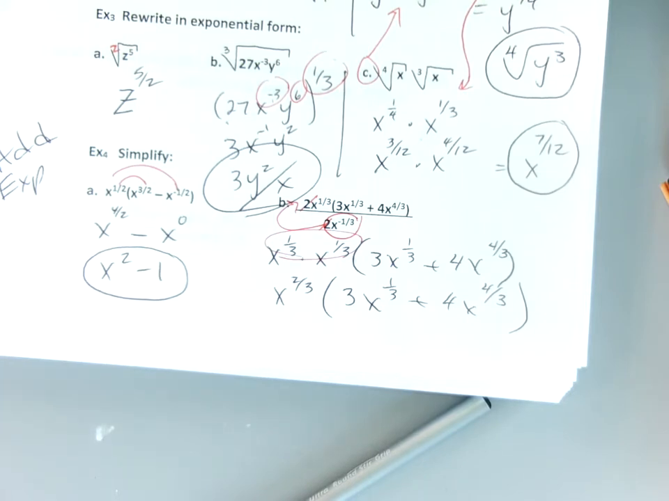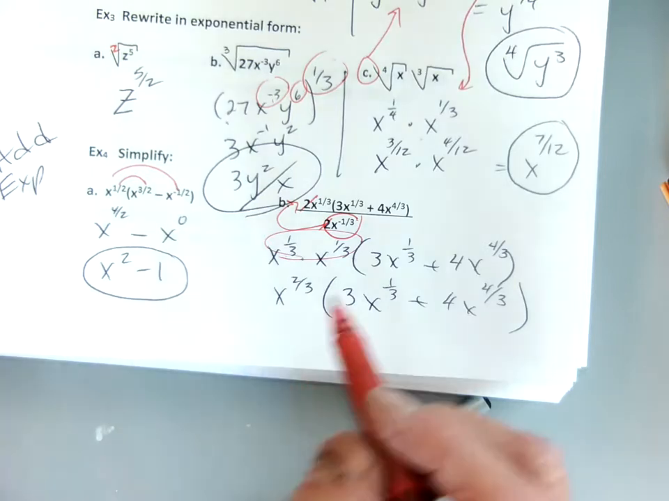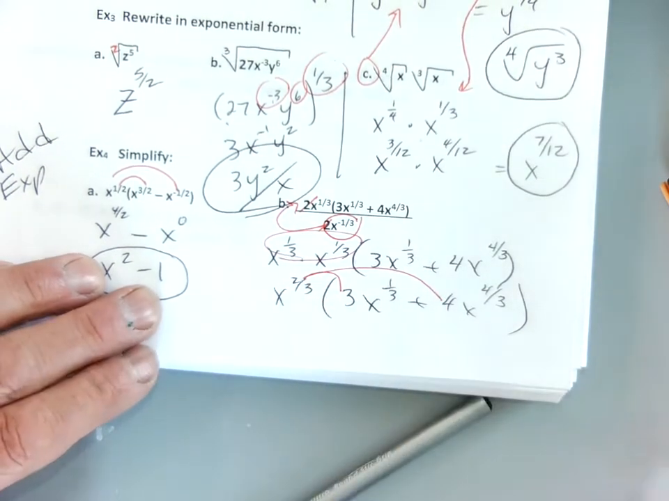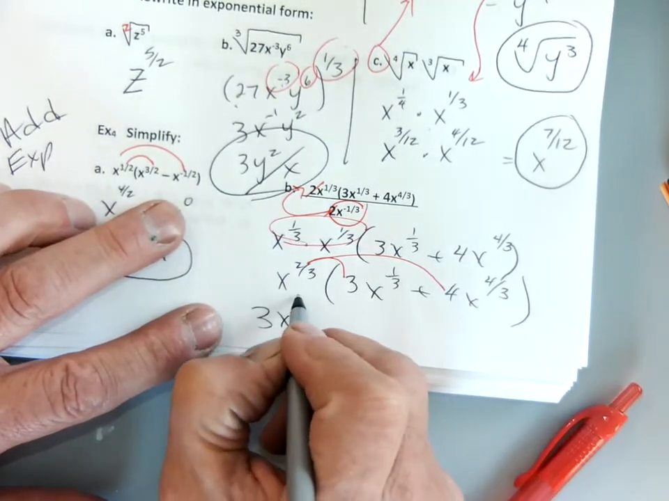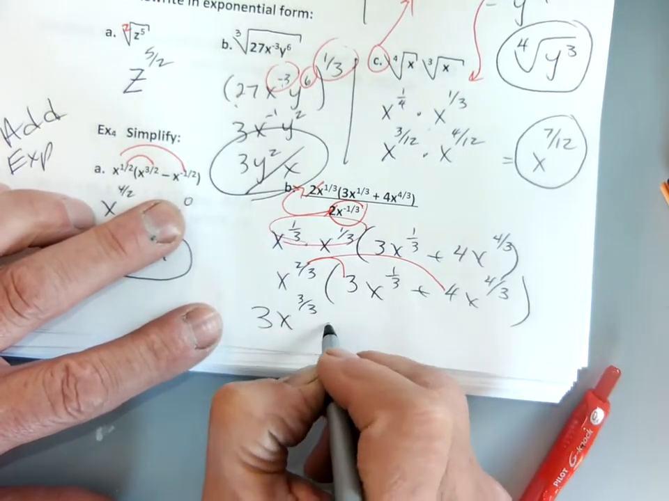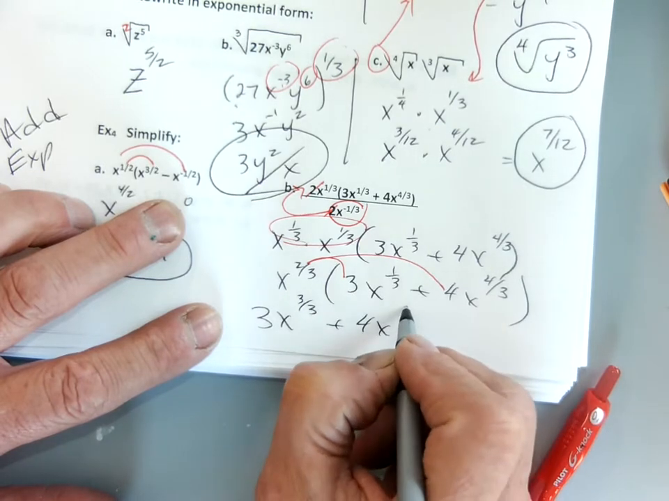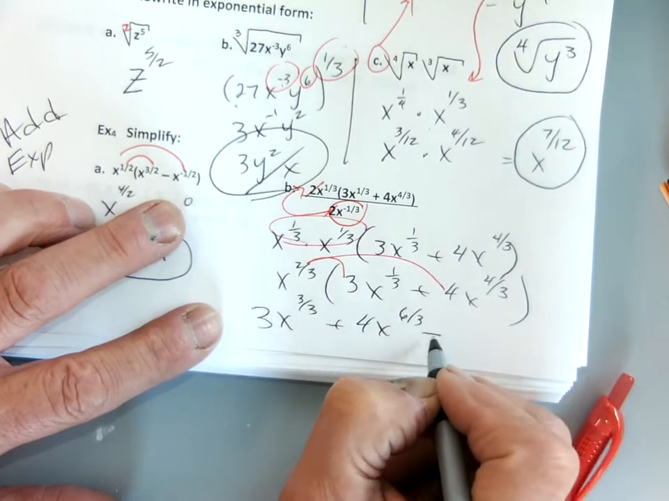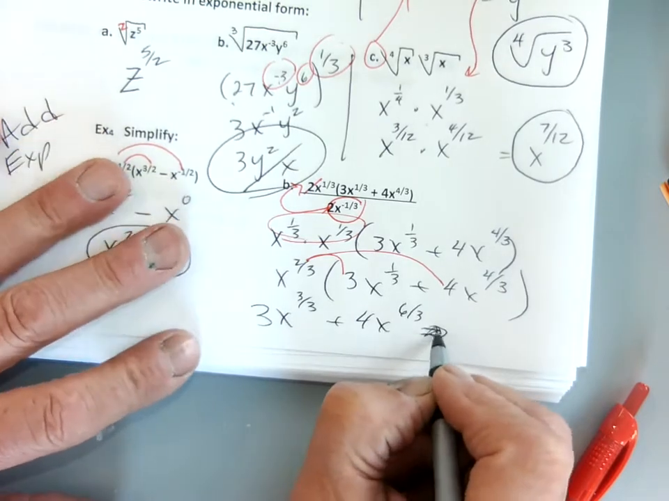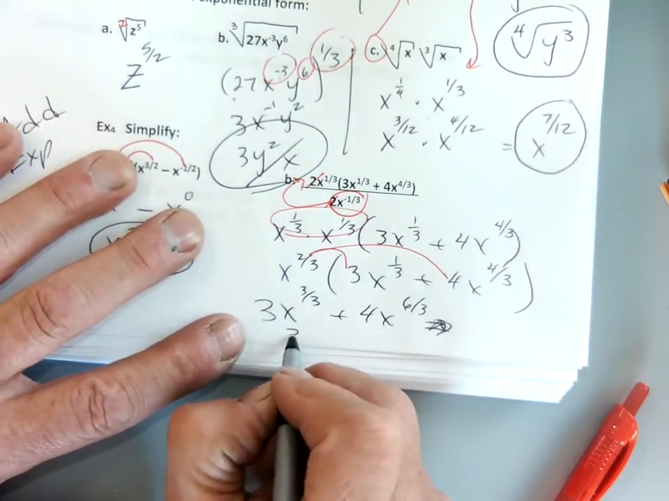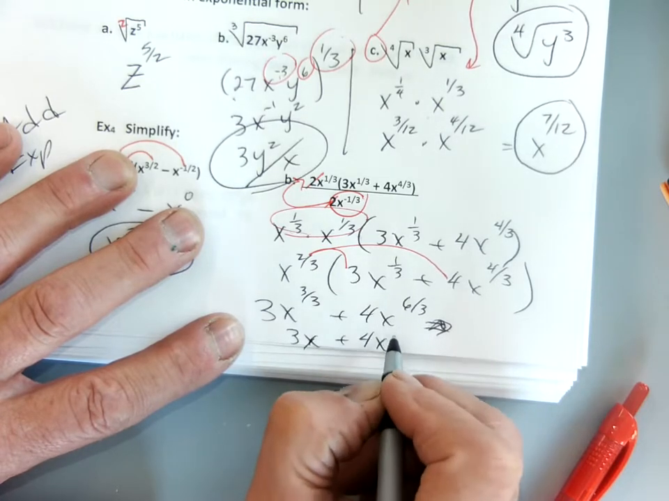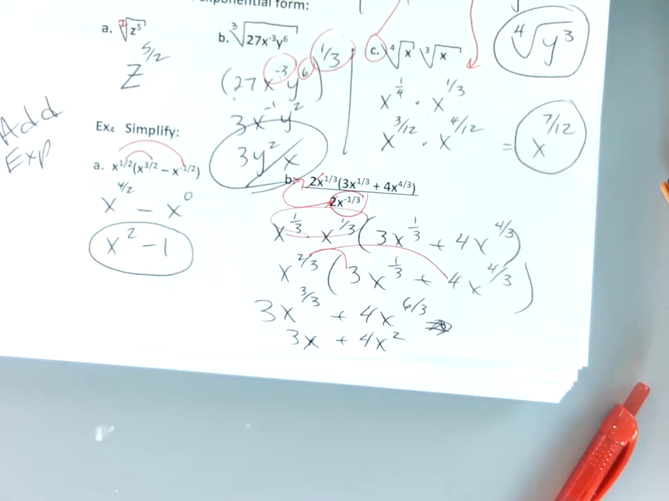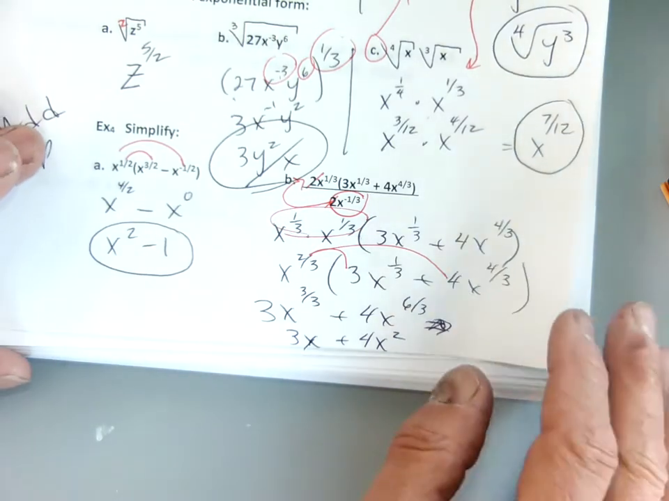And now I'm going to distribute and add exponents. This times this times this, and just simplify, right? I'll have a 3x to the 3/3 plus a 4x to the 6/3. Or 3x to the 1, but that's just 3x, plus 4x squared. That's it. Okay, these aren't so bad, are they? Okay, turn the page.